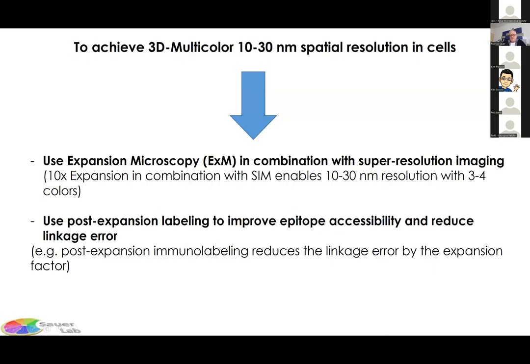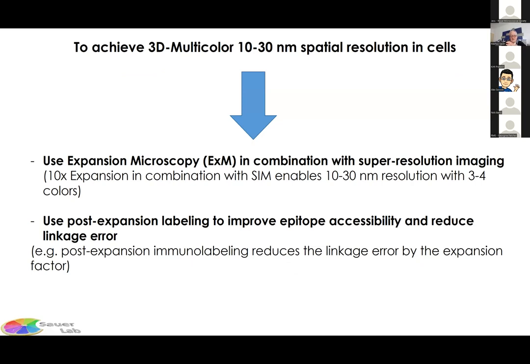So we thought, first of all, can we achieve a higher resolution in 3D and in multicolor mode? And the idea to make this accessible was to use expansion microscopy in combination with super resolution microscopy. We found, for example, that if you just imagine 10-fold expansion in combination with structured illumination, it should allow you to access 10, 20, 30 nanometer spatial resolution in 3D with different colors.